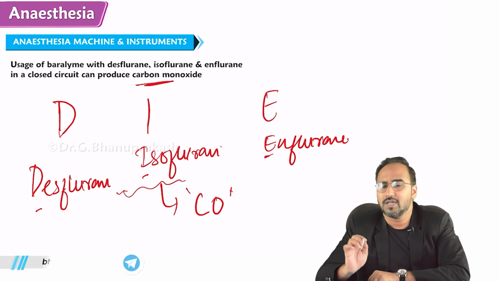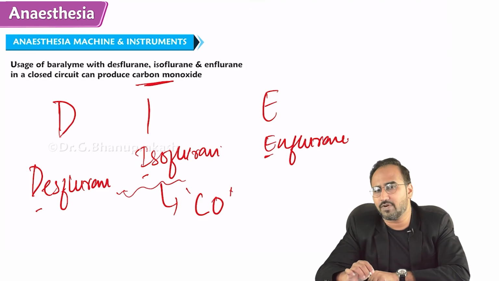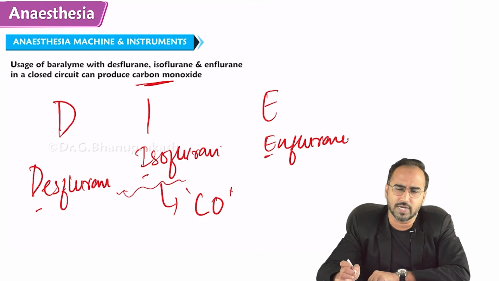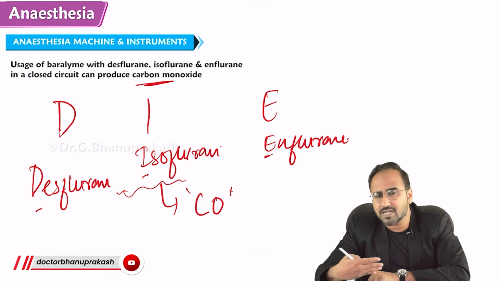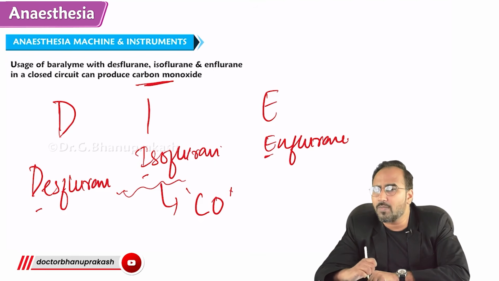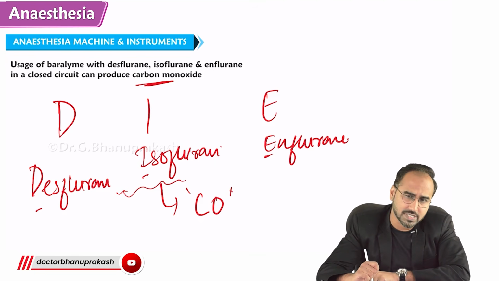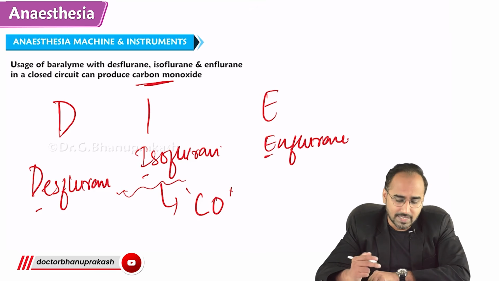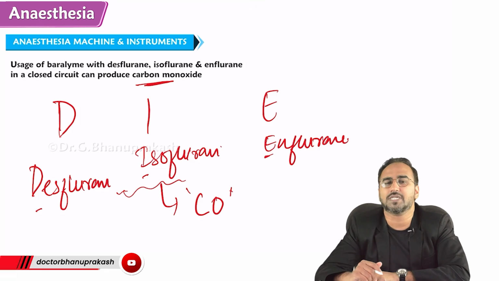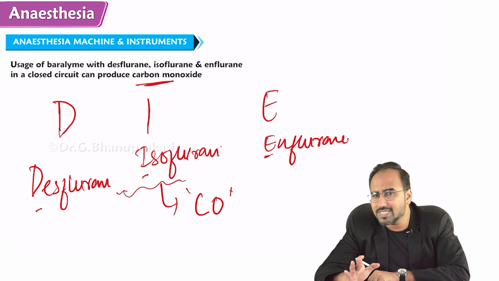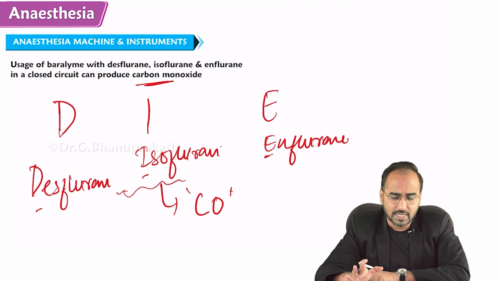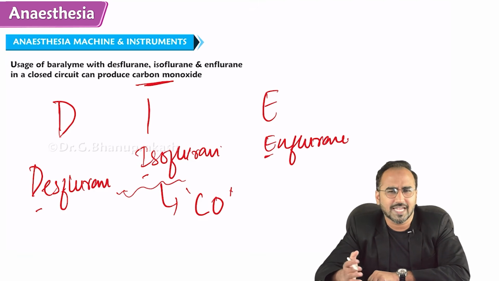So remember guys, with Baralyme, dye agents are avoided: desflurane, isoflurane and enflurane. Why? Because they react with Baralyme to form a toxic gas called carbon monoxide that can cause death of the patient. So remember guys, this was regarding the anesthesia machine breathing circuits.